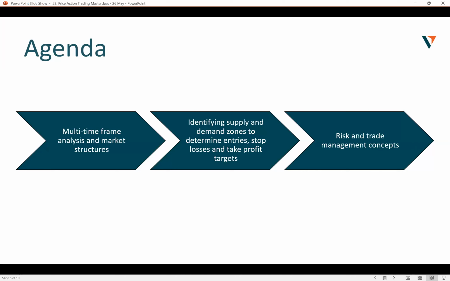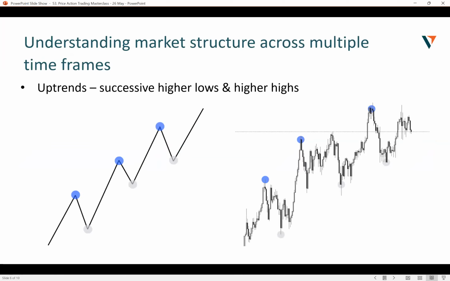So let's take a look at market structures. Before we dive deep into looking at how we can combine multi-time frame analysis, we need to first understand market structures. So in general, right, there are three types of markets that we can look at: markets in an uptrend, markets in a downtrend, and markets moving sideways. So the different characteristics of them, right? So in an uptrend, we should see market form successive higher lows and higher highs, right? So this is an example of how it should look like.